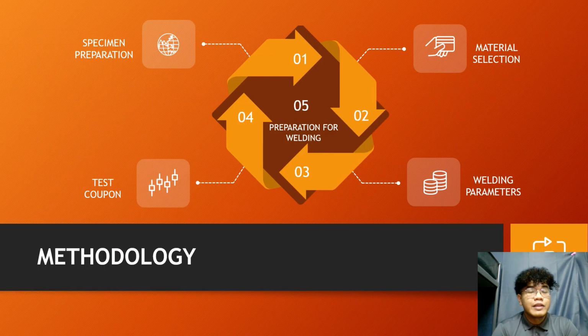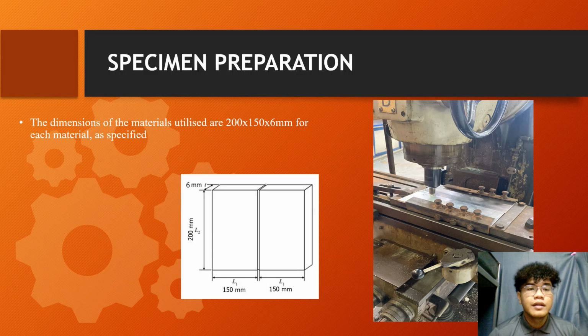Okay, next we go to the methodology. Here we have 5 methodologies. First, specimen preparation. Second, material selection. Third, welding parameters. Fourth, test coupon. And fifth is preparation for welding. The first methodology is the specimen preparation. As we can see in the figures, there are the parameters for the two different types of alloy, which are 5083 and 6061. The dimension of the materials utilized is 200 by 150 by 6 millimeter for each material as specified.